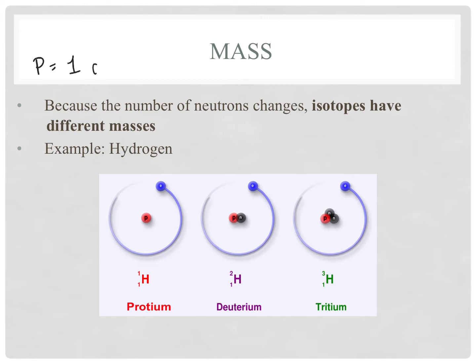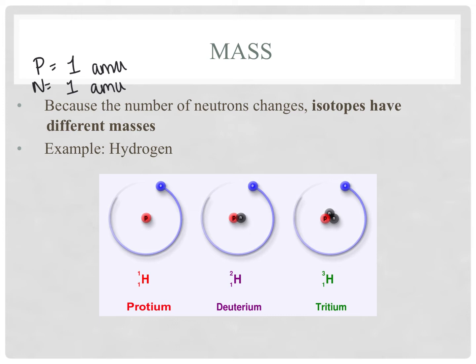And what's the other subatomic particle that has a mass? Okay, so protons are 1 AMU. Neutrons are also 1 AMU. All right, so if we look at protium, protium has 1 proton. So what's its mass? Just 1. Okay. Deuterium has 1 proton and 1 neutron. So what's the mass of deuterium? Okay, 2. And then tritium has 1 proton and 2 neutrons. So what's the mass? 3. Okay. So isotopes will have different masses because they're going to have different number of neutrons.